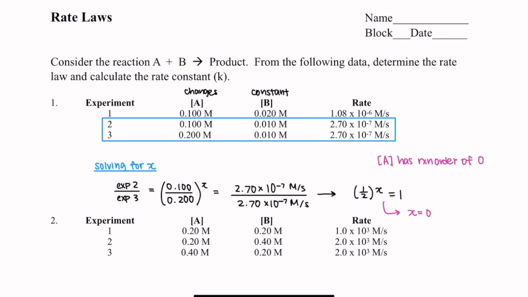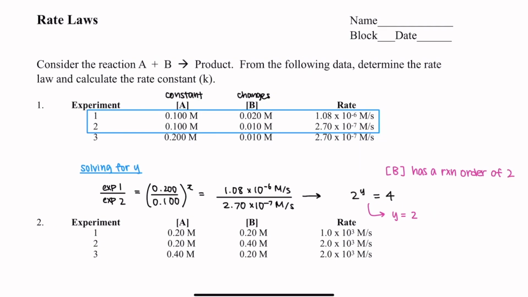You can see that when the concentration of A doubles, the rate remains the same, and this basically means that the reaction order is 0 because 1/2 to the 0 power would equal 1. So in conclusion, the concentration of A has a reaction order of 0.